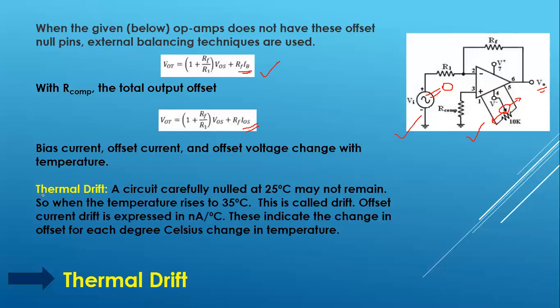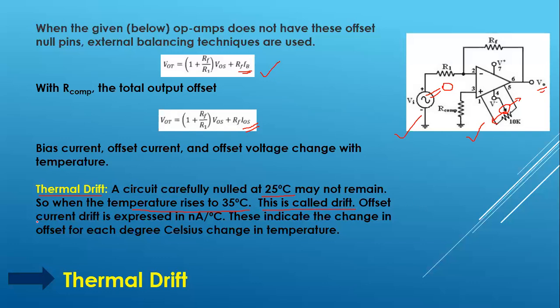Next, the last one is thermal drift. Thermal drift means there is a change in voltage due to a change in temperature. That means if you nullify the circuit values at a particular temperature, say 25 degrees Celsius, and then the temperature rises to 35 degrees Celsius, the values you have nullified will not remain the same at 35 degrees. This change in values for a change in temperature is called thermal drift.